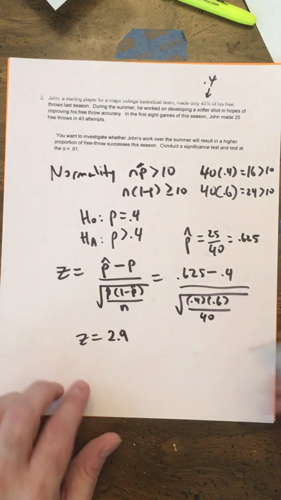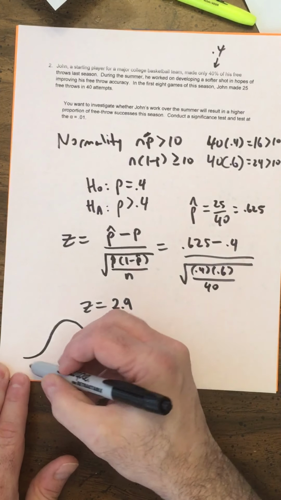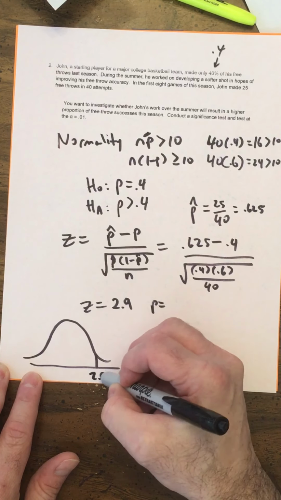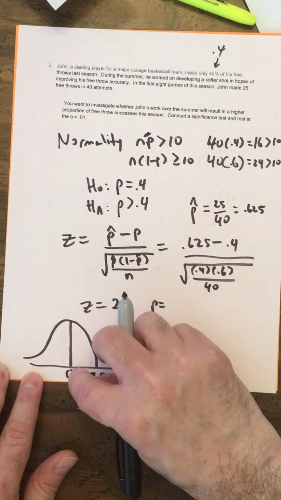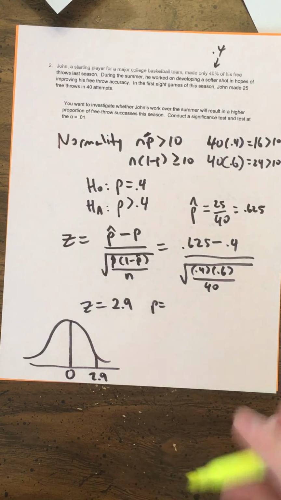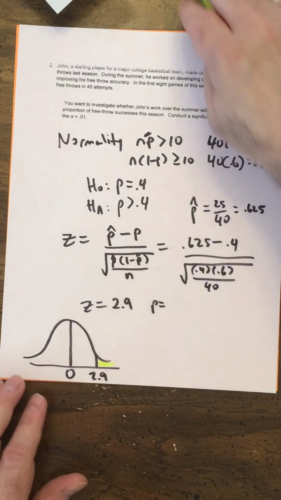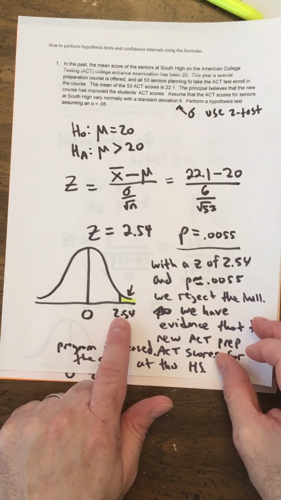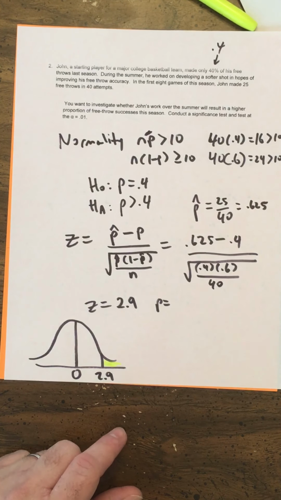Now we need to find what the p-value is based on a z-score of 2.9. Now, when we go to our standardized normal distribution here, 0 is our mean. We are going to find the area in that little section there. We already should know that this is going to be a very small number because in the last problem, z was 2.54. This is even bigger, so the p-value is going to be even smaller, but let's try it.